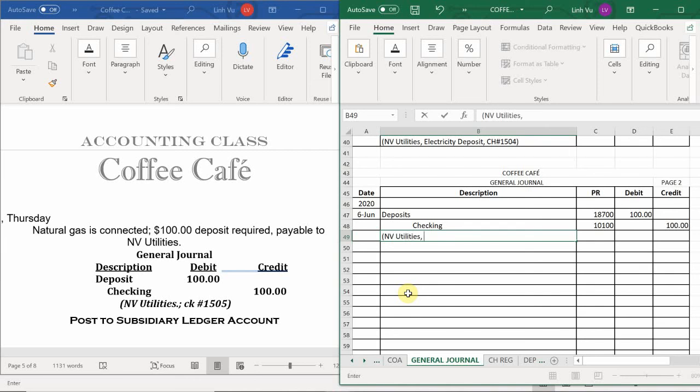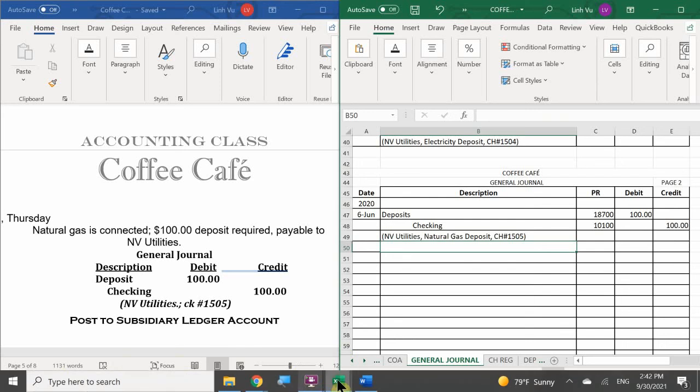All right. But this time we're paying a gas or natural gas deposit. And this time we wrote a different check. This is now check number 1505. Here we go. So once again, my journal is complete. So where do I need to go next? So we go to the ledger now. We can go to our ledger now.